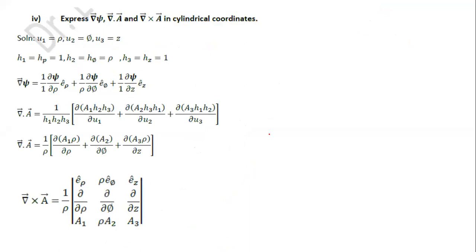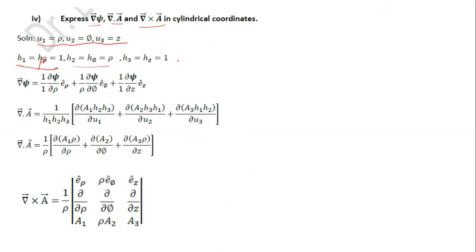And this is again one simple example. You can express grad phi, divergence of a vector, and curl of a vector field in the cylindrical coordinate system. In the cylindrical coordinate system, u1 is rho, u2 is phi, u3 is z, and these are the scale factors. h1 is h rho. This should be rho, not p. Okay, h1 is h rho, that is 1. We have seen that. h2 is h phi, that is rho. h3 is h z, that is 1, which we have seen.